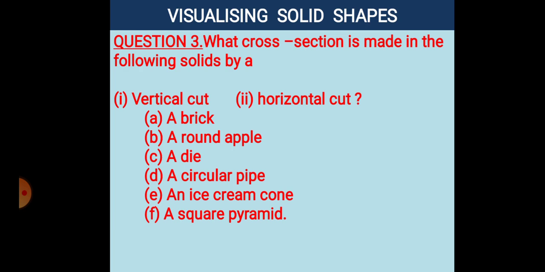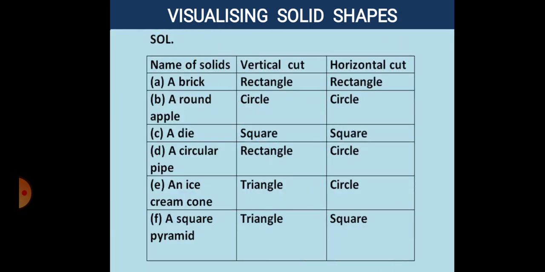Question 3. What cross section is made in the following solids by a vertical cut, horizontal cut? The solids given here are A, a brick, B, a round apple, C, a die, D, a circular pipe, E, an ice cream cone, F, a square pyramid. Now first part is a brick. Vertical cut means cutting from top to bottom, and horizontal cut means cutting from left to right or right to left.